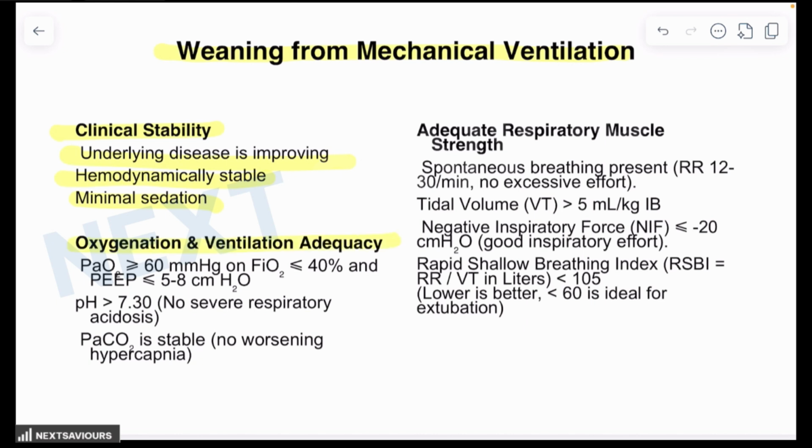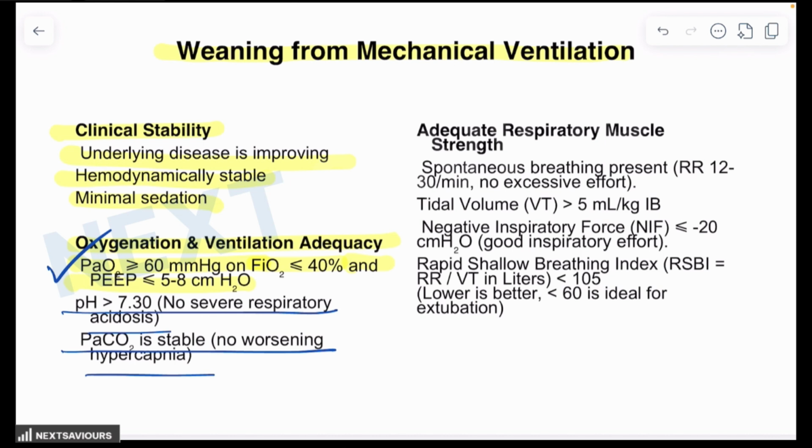If the partial pressure of oxygen is more than 60 millimeters of Hg on FiO2 of less than 40%, and the positive end expiratory pressure is less than 5 centimeters of water, it is a good indicative sign for weaning. Second, if the pH is more than 7.3, that means there is no severe respiratory acidosis, it is a good sign for weaning. If the partial pressure of carbon dioxide is also stable, that means there is no worsening of the hypercapnia, it is also a good sign of weaning.